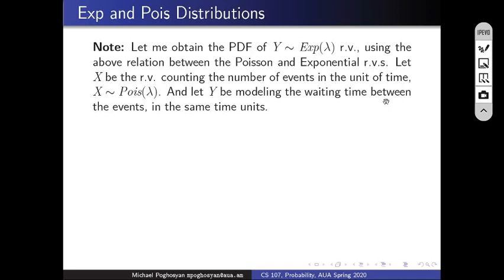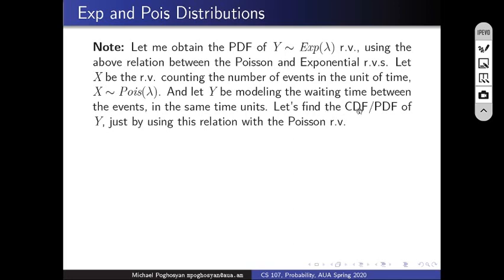Y is modeling the waiting time, in the same time units. Let's find the CDF and PDF for Y just by using Poisson's PMF, maybe PMF is enough, using the connection and interpretation between Poisson and exponential as number of events and time between events.